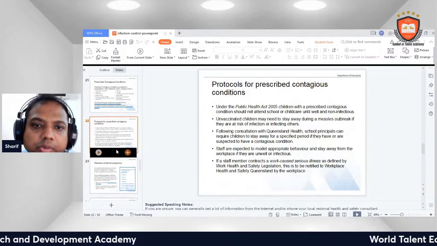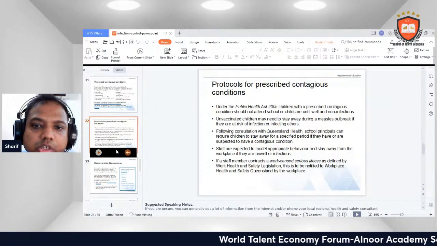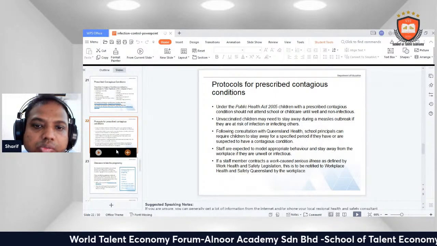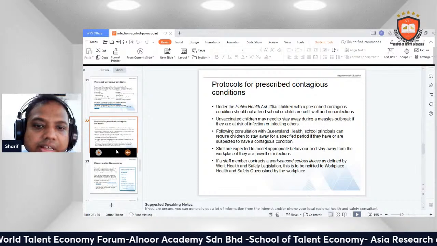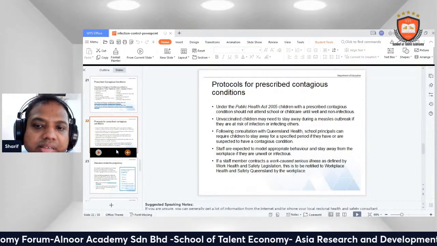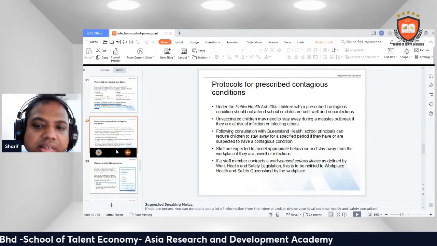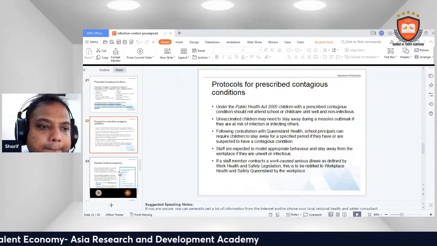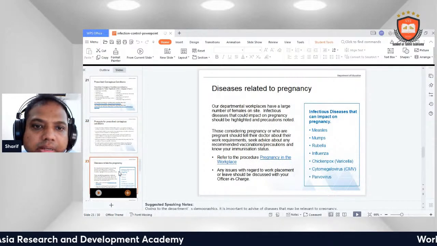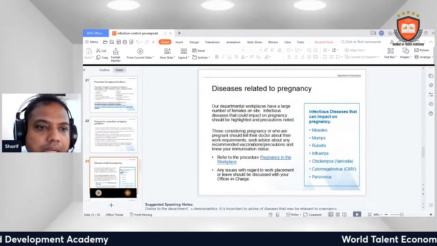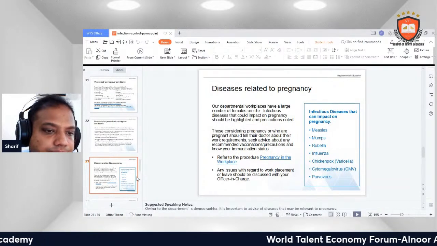Protocol for prescribed contagious conditions under the Public Health Act 2005. Unvaccinated children may need to stay away during a measles outbreak. Following consultation with Queensland Health, staff are expected to model appropriate behavior and stay away from the workplace if a staff member contracts a condition that causes serious illness as defined by work health and safety. Disease and pregnancy.